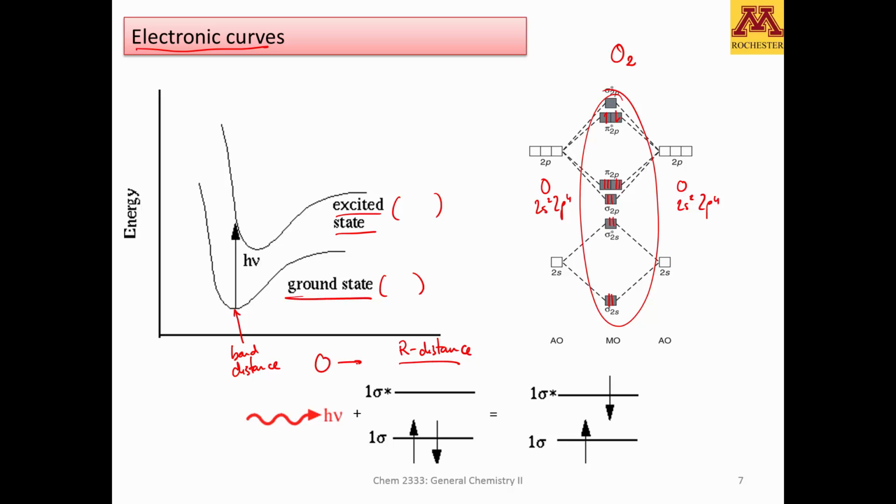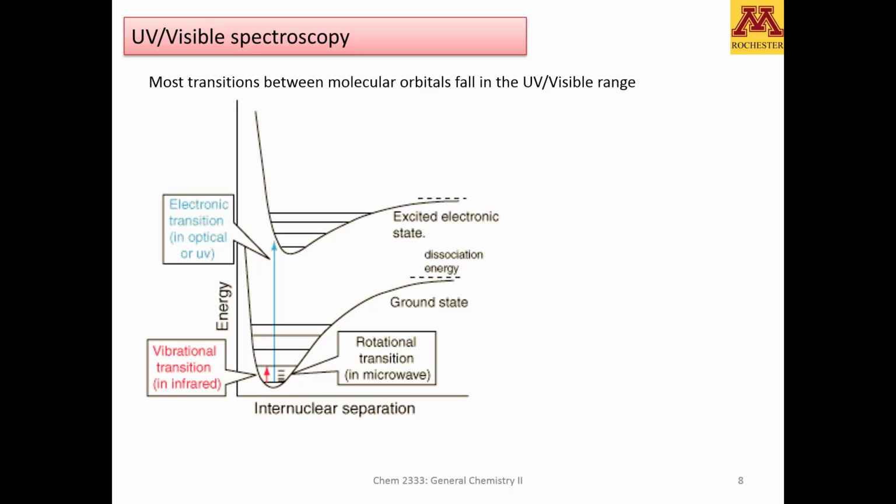So if I were to separate the oxygens from one another, the energy would go up. If you get them too close, the nuclei start repelling each other, the energy also goes up. And you can draw one of these electronic curves for each of the possible arrangements of the electrons in a molecular orbital diagram.